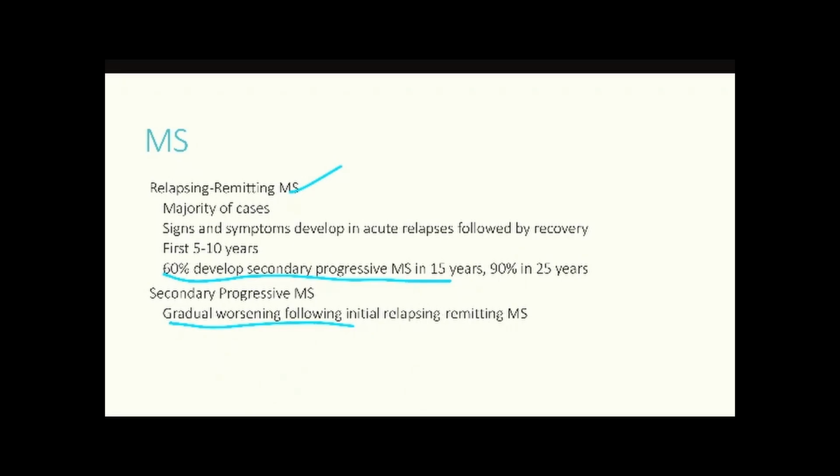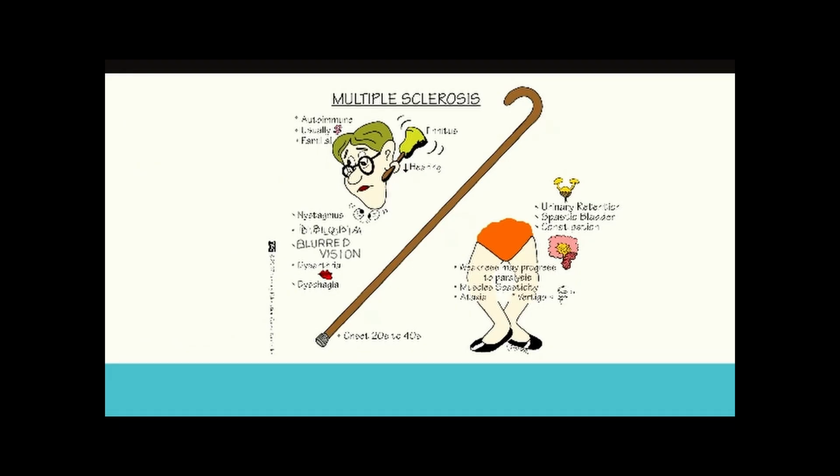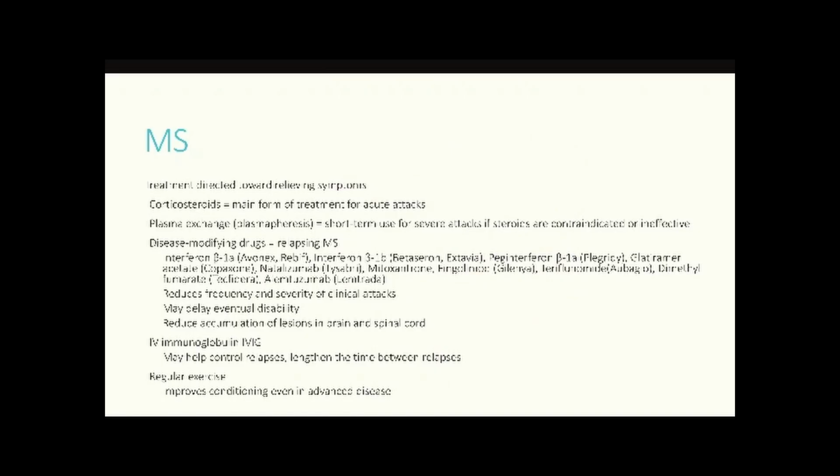So, and then here's like a summary slide for multiple sclerosis as far as the symptoms they're going to have, the age and whatnot. Treatment, relieving the symptoms. Steroids help with a severe attack for these acute attacks. Steroids for anti-inflammatory properties. You could also try plasma exchange, which is plasmapheresis. Short-term use for severe attacks if steroids are contraindicated or ineffective.